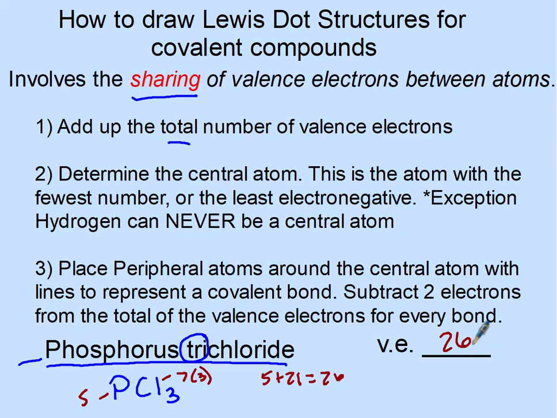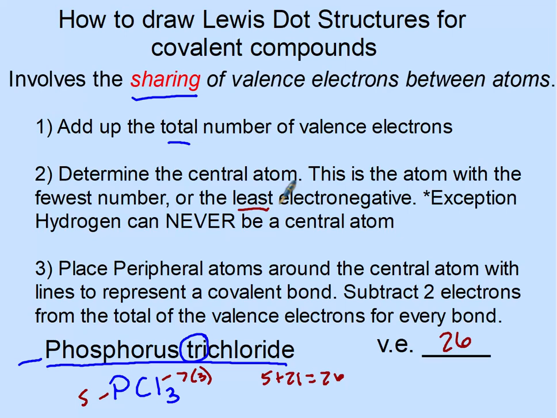Next, I need to determine who my central atom will be. This is the atom with the fewest number or the least electronegative. In this case, I only have one P, so that'll go in the middle. An exception to that is hydrogen. Hydrogen will never go in the middle.